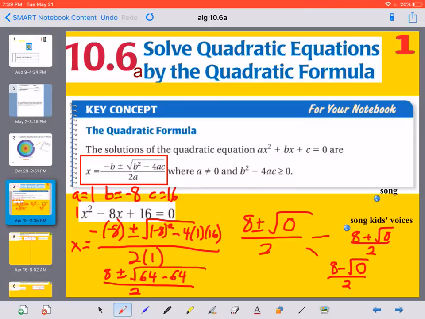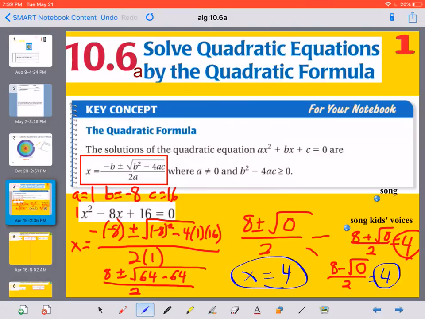8 plus 0 is 8. 8 divided by 2 is 4. 8 minus 0 is 8. 8 divided by 2 is 4. So this one only has one solution, x equals 4.